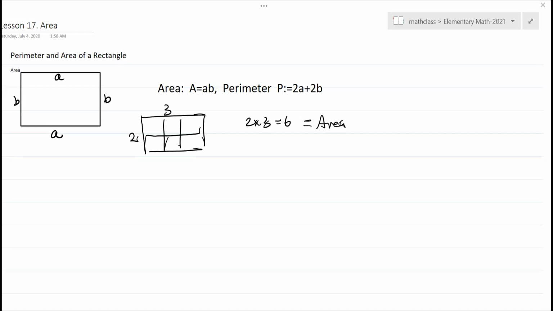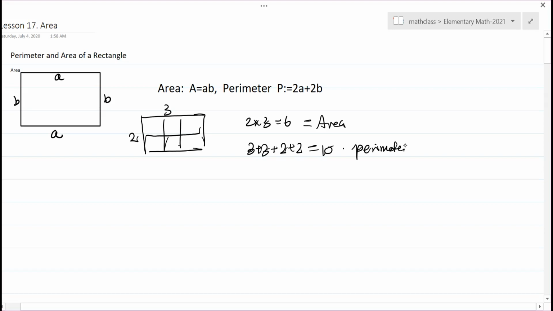The perimeter is a different concept. If you use a fence to enclose this region, how long a fence do you need? So the perimeter is 3 plus 3 plus 2 plus 2, total is 10. Right? So the 10 depends on the units you're using. And this is going to be 10, which is the perimeter. So that's the geometric meaning of the perimeter.